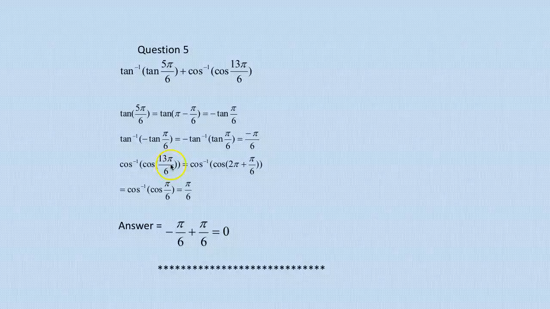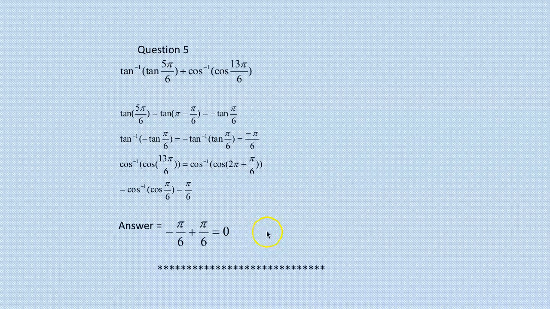Now cos inverse of cos 13 pi by 6. 13 pi by 6 is 2 pi plus pi by 6, which lies in the first quadrant, which is in the range of cos inverse. So cos inverse of cos of 2 pi plus pi by 6 becomes cos inverse of cos pi by 6, because in the first quadrant cos is positive. And cos inverse of cos pi by 6 is pi by 6. So your answer would be minus pi by 6 plus pi by 6, which is 0.